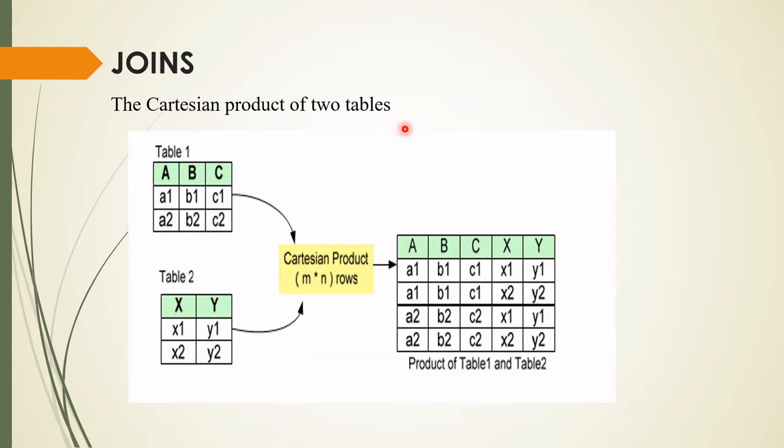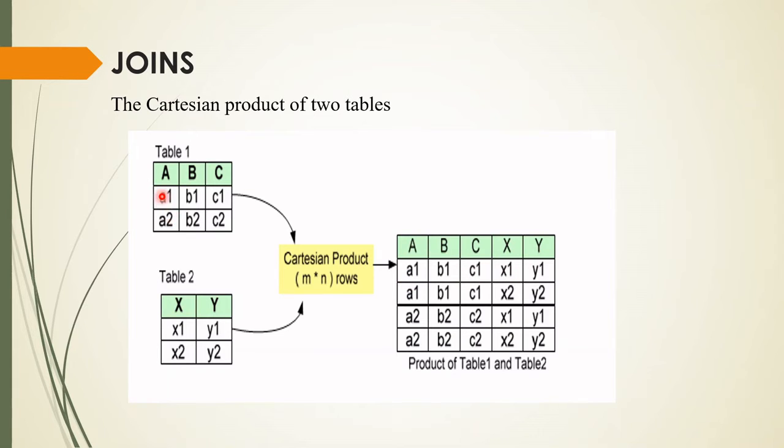The Cartesian product of two tables. Here we have two tables, that is table 1 and table 2. Table 1 has three columns, that is A, B, C, and two rows, that is A1, B1, C1 and A2, B2, C2. And table 2 has two columns, that is X and Y, and two rows, that is X1, Y1 and X2, Y2. We are performing Cartesian product of those two tables. So the first row of table 1 is combined with the first row of table 2, so that is A1, B1, C1, X1, Y1.